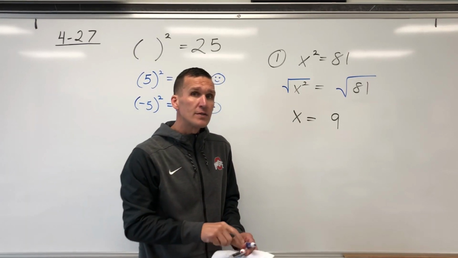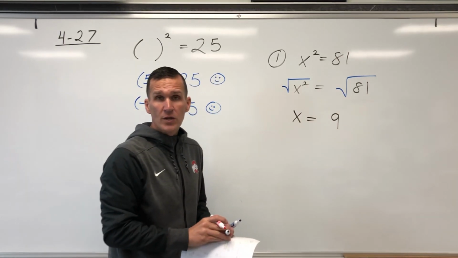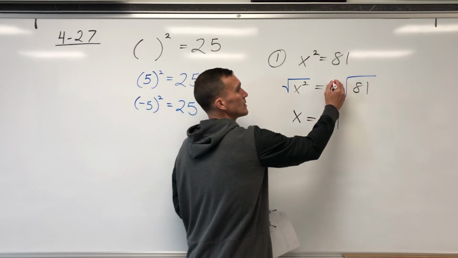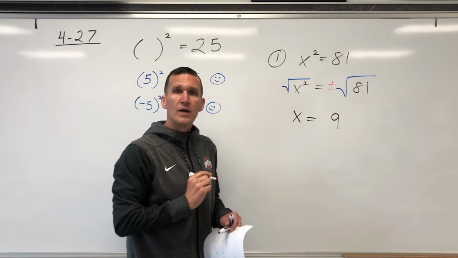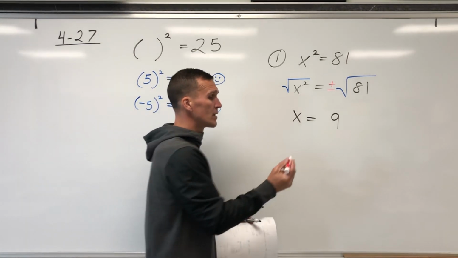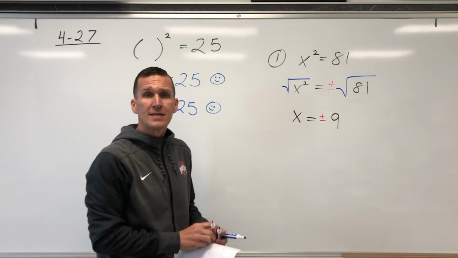What you have to learn is, when you use a square root to solve an equation, you have to put plus or minus on the number side with that square root. So it's plus or minus the square root of 81. So very important, it's plus or minus 9.